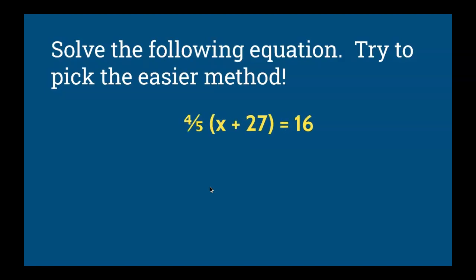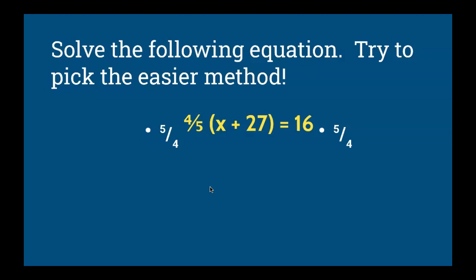So this problem, 4/5 times the quantity x plus 27 equals 16. If you choose to distribute here, it will work, but 4/5 times 27 is still a fraction and it might get kind of tough to work with. But if you choose to divide both sides by 4/5, you actually get rid of your fractions on both sides. So instead of dividing by 4/5, I'm just going to write that as multiplying by the reciprocal 5/4 and do that to both sides. Because anytime you multiply a number by its reciprocal, you get 1.